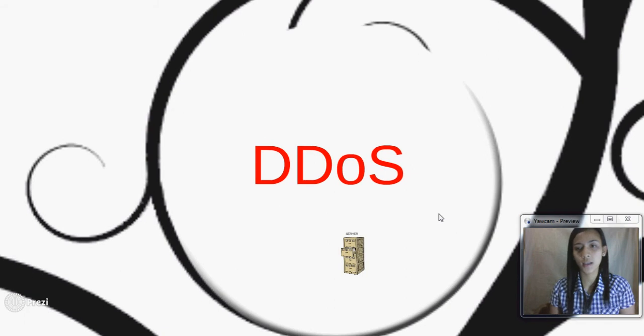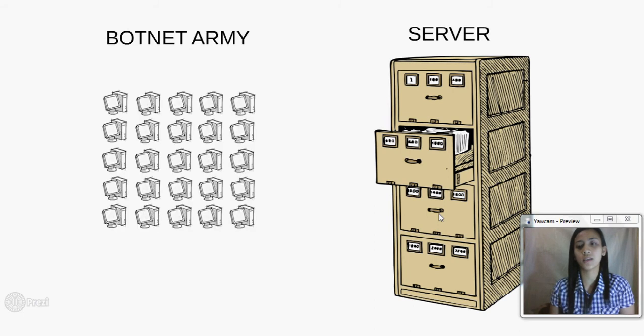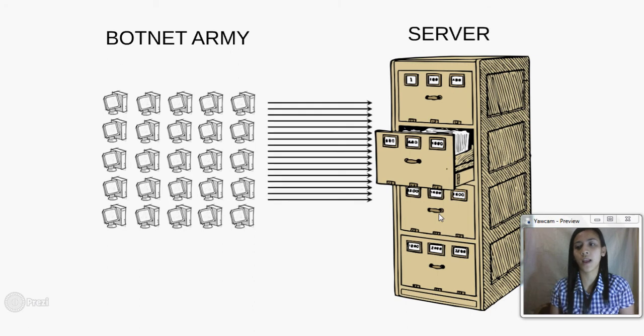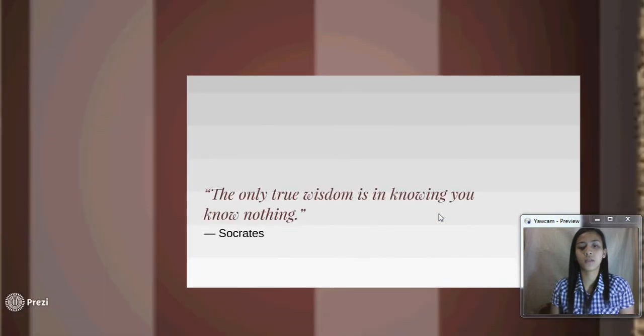And lastly, we have the DDoS or Distributed Denial of Service attack. So how does it work? We have what we call the servers. The servers are where we store our internet files, and then we have botnet armies that will flood the server with data or requests, which prohibits anyone from accessing it. That's why it is called denial of service.